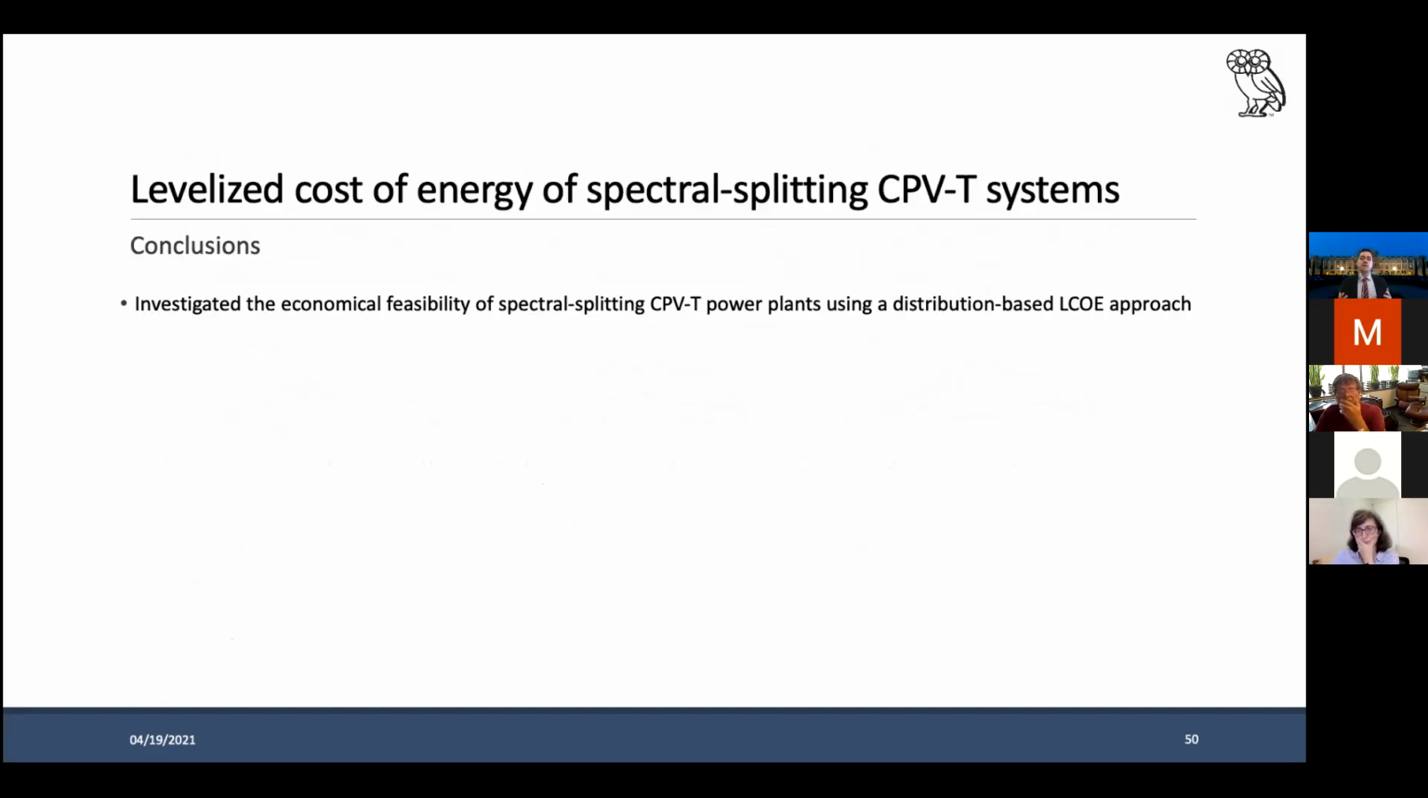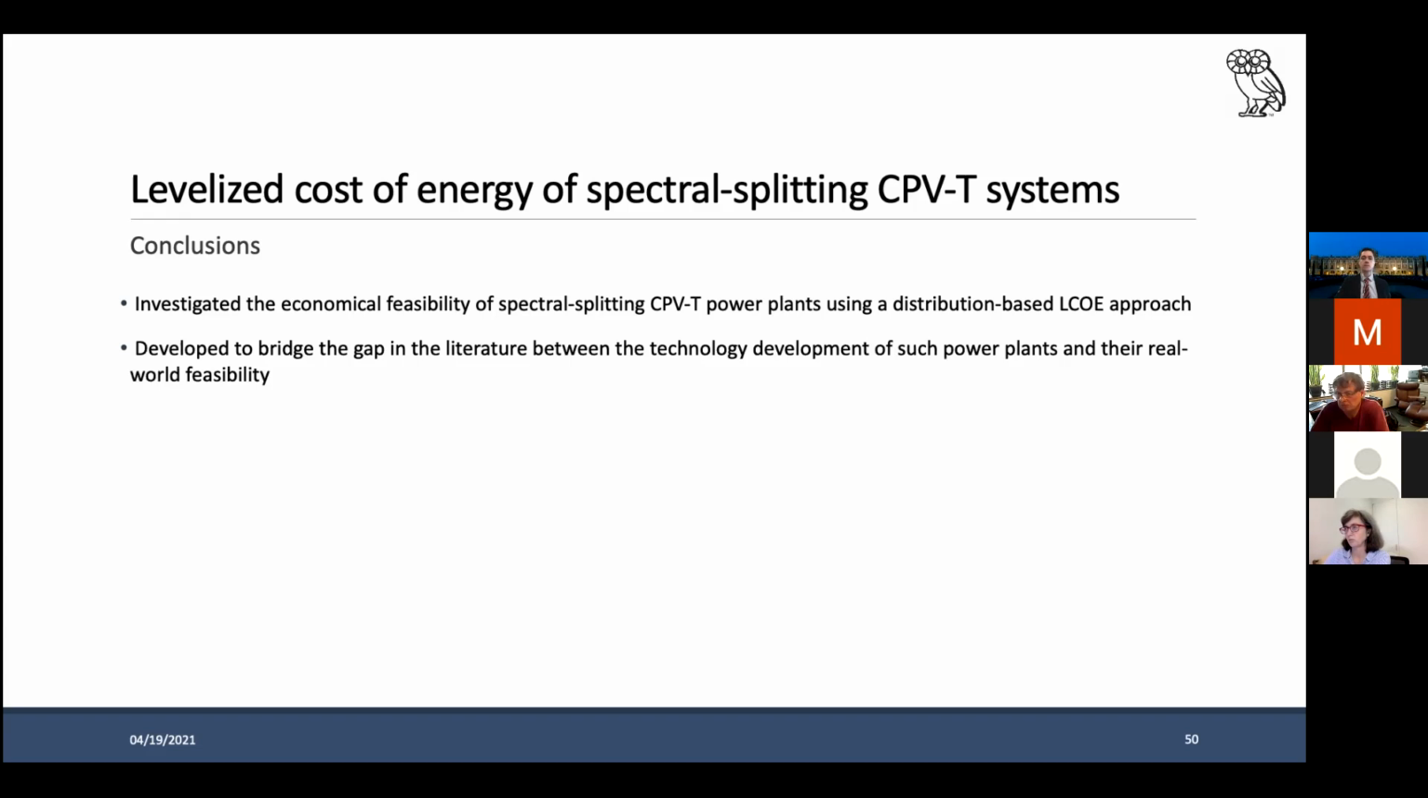In summary, in this last stage of the dissertation, we analyzed the economical feasibility of spectral splitting CPVT systems compared to a conventional parabolic trough system. A levelized cost of energy analysis was developed to bridge the gap between the technology development and a real-world implementation of these systems.